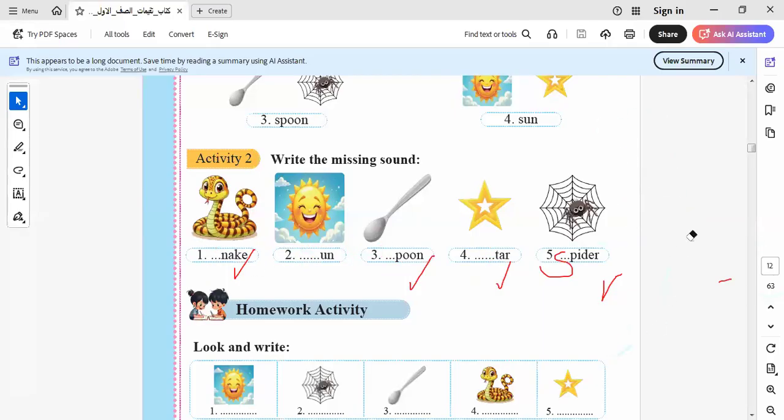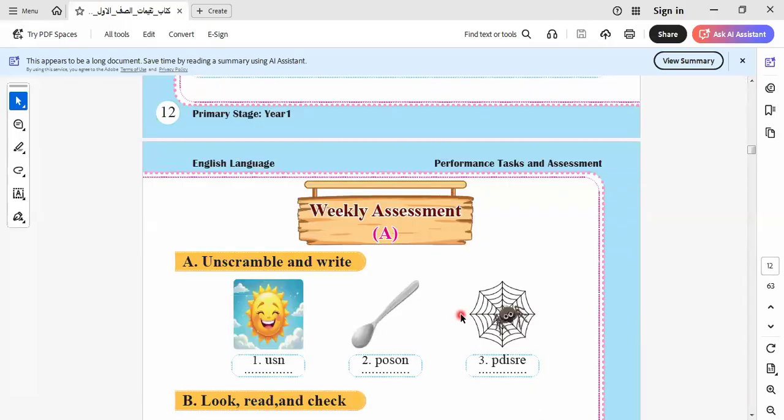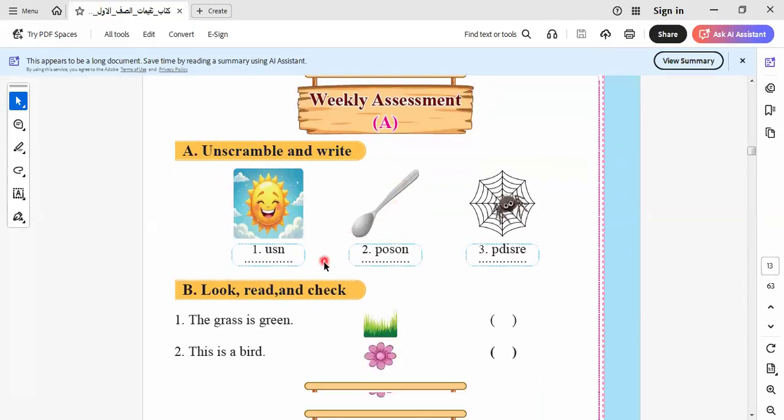I will leave the next one for you to do by yourself. Now we know the words related to this letter. I leave the next activity for you to do by yourself, to practice how to write it. Let's go to another item in this unit.